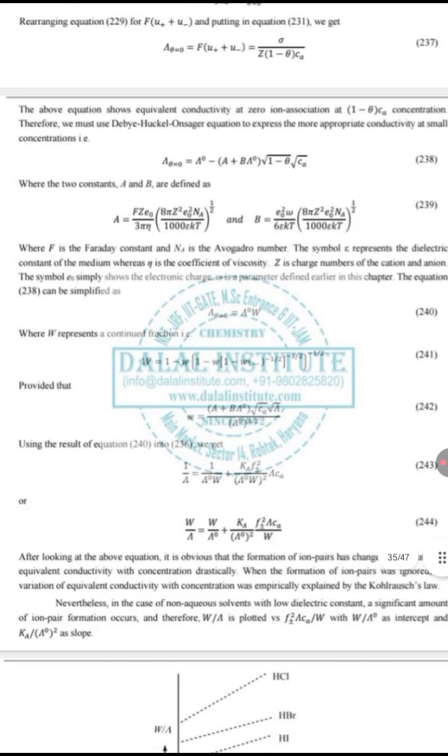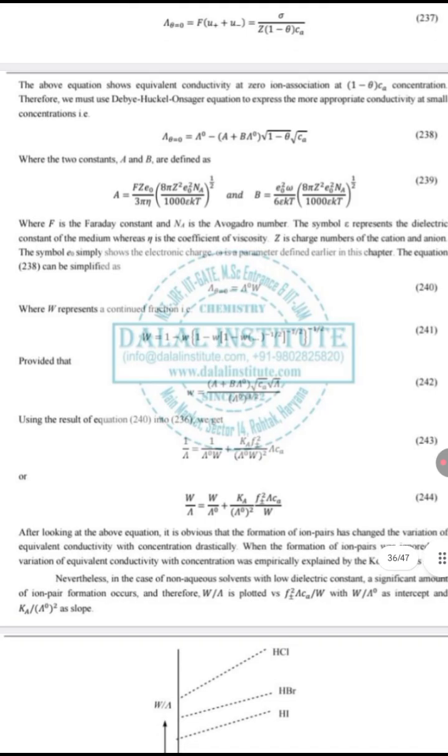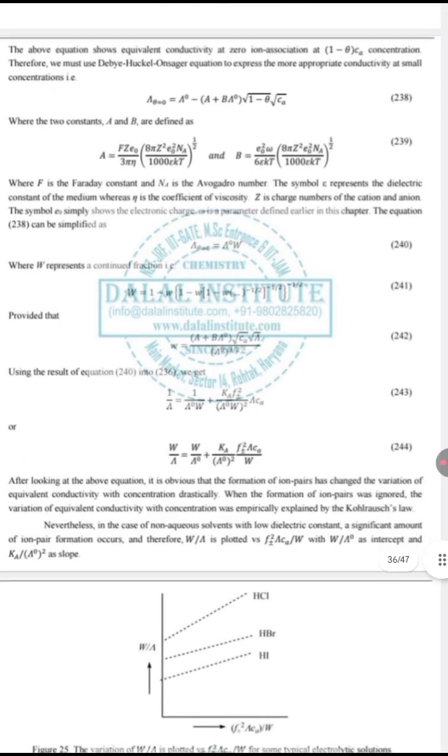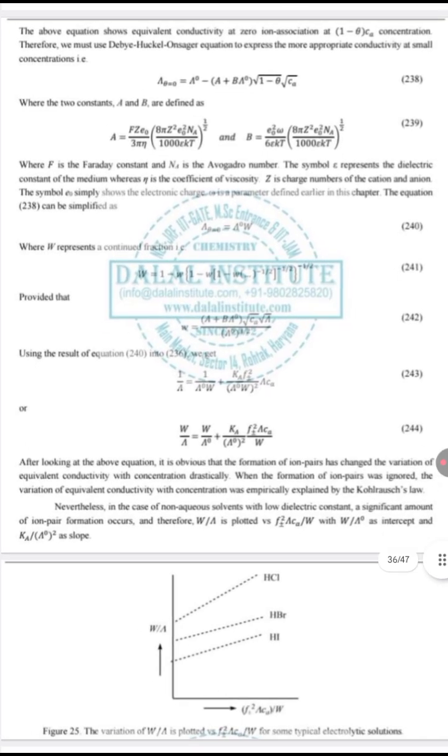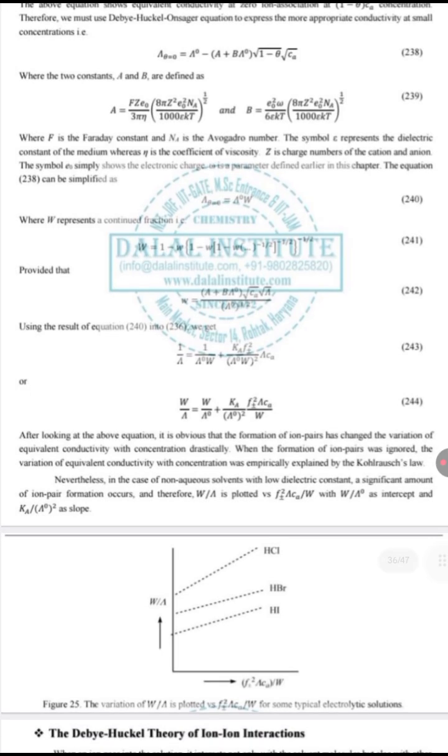Rearranging equation 229 for F into (mu plus, mu negative) and putting in equation 231, we get lambda at theta equals 0 equals F into (mu plus, mu negative) equals sigma by Z into (1 minus theta) into Ca, equation 237. The above equation shows equivalent conductivity at zero ion association at (1 minus theta) into Ca concentration. Therefore, we must use the Debye-Huckel-Onsager equation to express the more appropriate conductivity at small concentration.